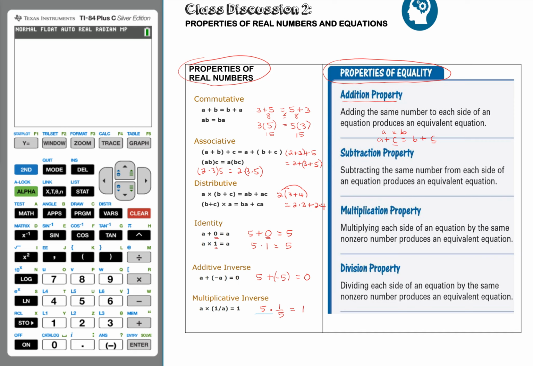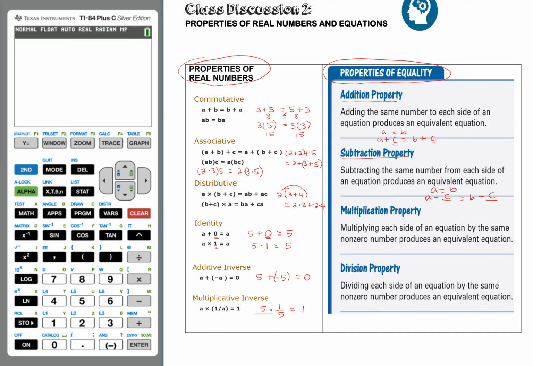The subtraction property of equality is that if you have numbers that are equal, you subtract. We call this one subtraction property of equality. So a minus something, and you have here b minus something, provided you are subtracting the same number, then they remain equal.